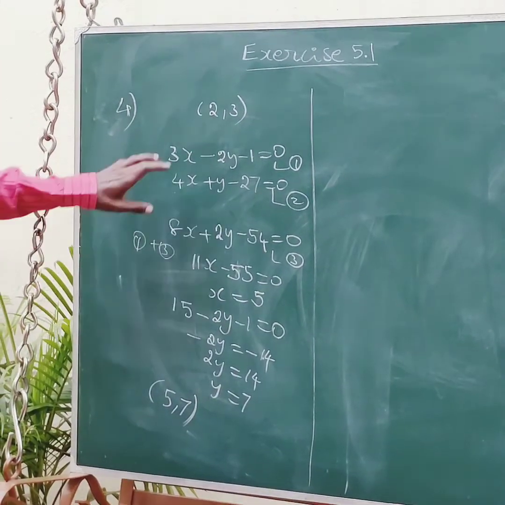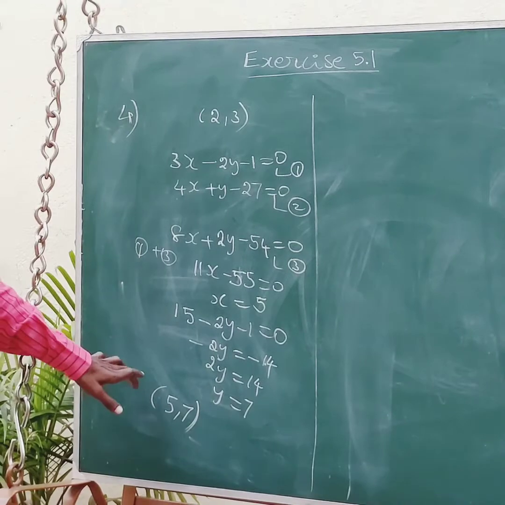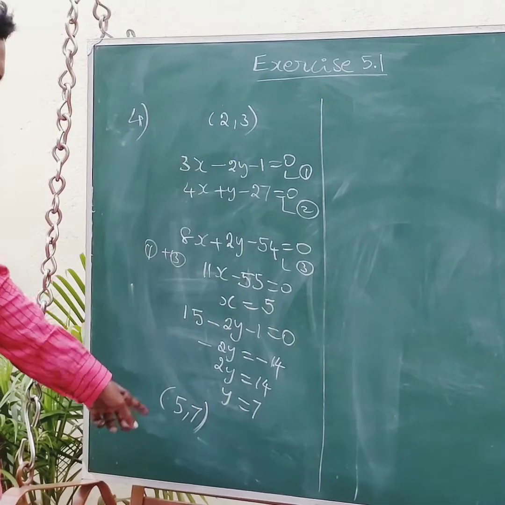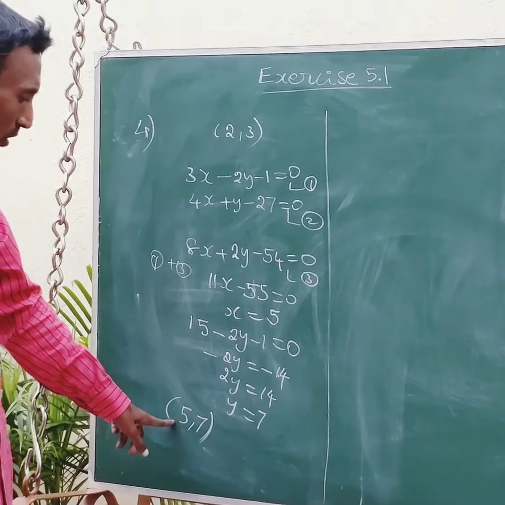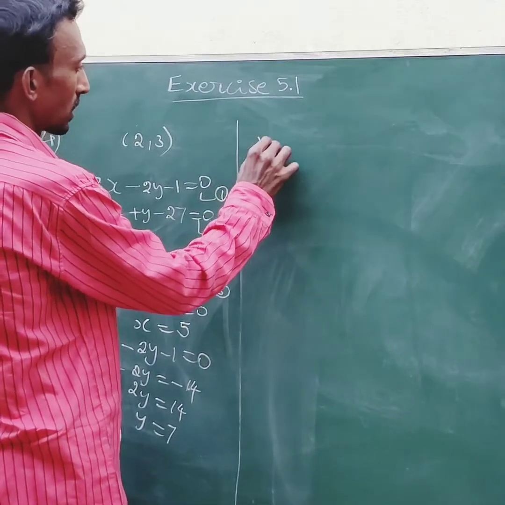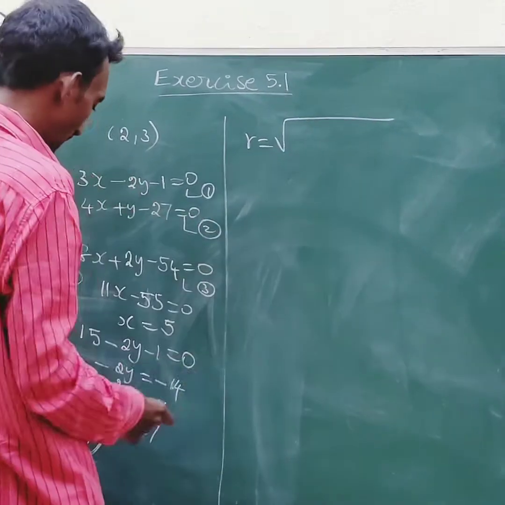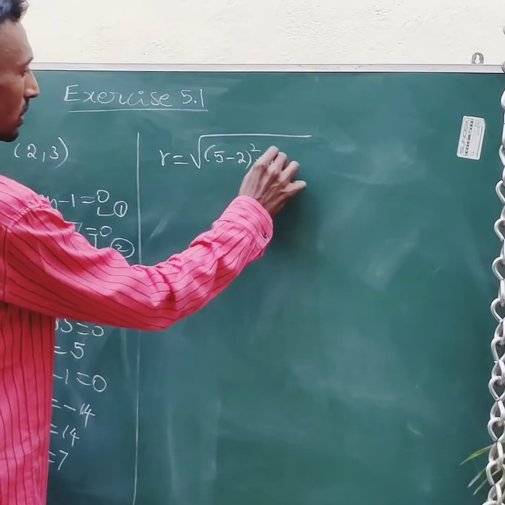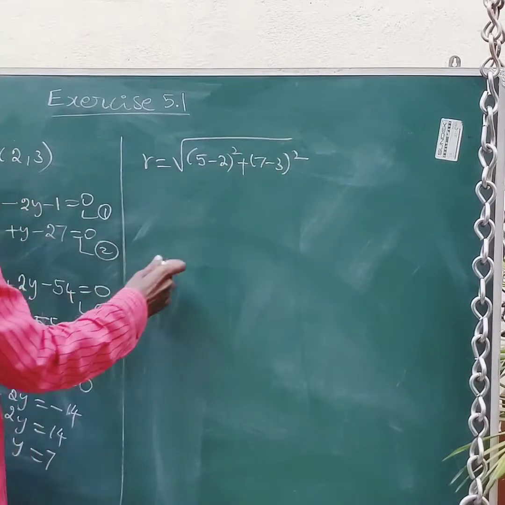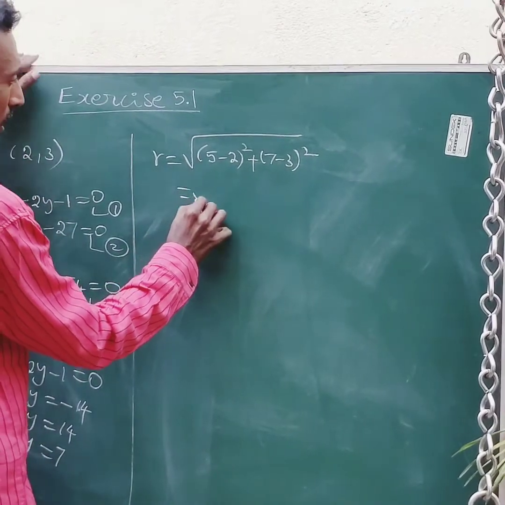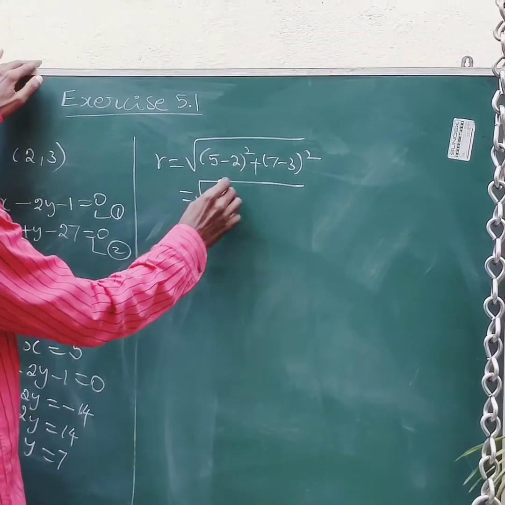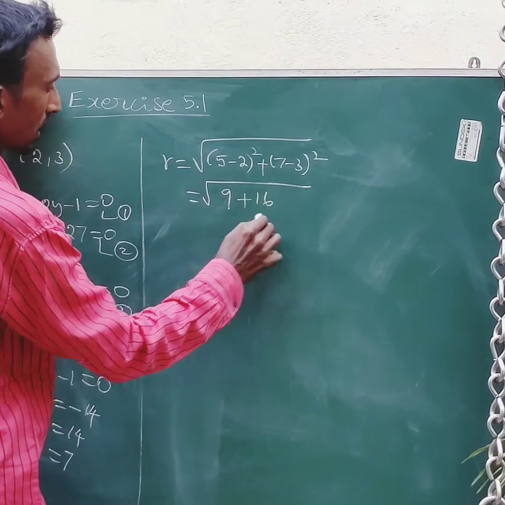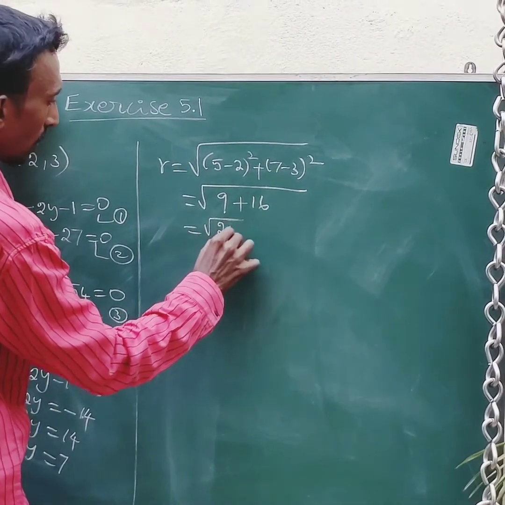Again, use the distance formula to find the radius. Assume this is some x1 and y1 and this is some x2, y2. So apply the distance formula. We are getting root of 5 minus 2 the whole square plus 7 minus 3 the whole square. So it is 5 minus 2, 3 square is 9, and 4 square is 16. The total is 25.